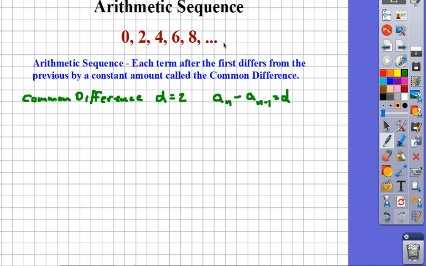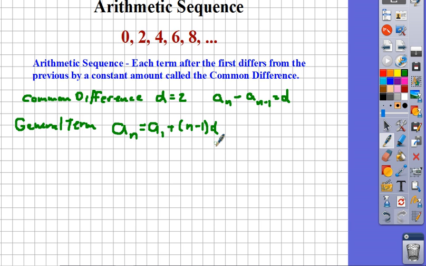So how do we find the general term of an arithmetic sequence? The general term is found. So any term, a sub n. If you want the first term, that would be a sub 1. If you want the 10th term, that would be a sub 10. Any term, a sub n, is found by taking the first term and adding to it the number of terms minus 1 times the common difference, d.